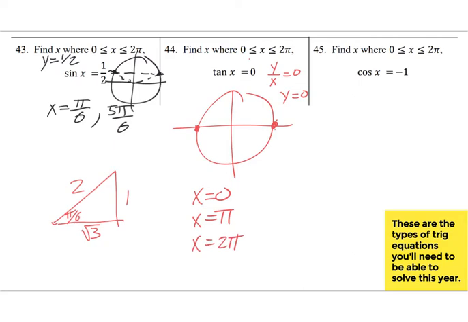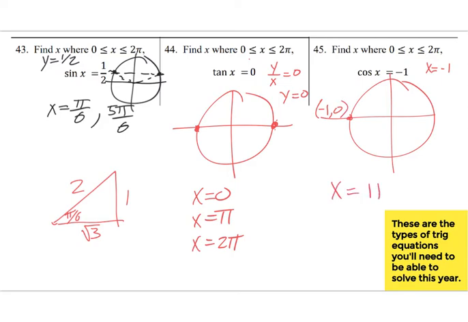For where cosine of x is equal to -1, we're looking for places on our unit circle where x is -1. And if I think about that, that only happens at our leftmost point, which is at (-1, 0). So in this case, x is equal to pi.